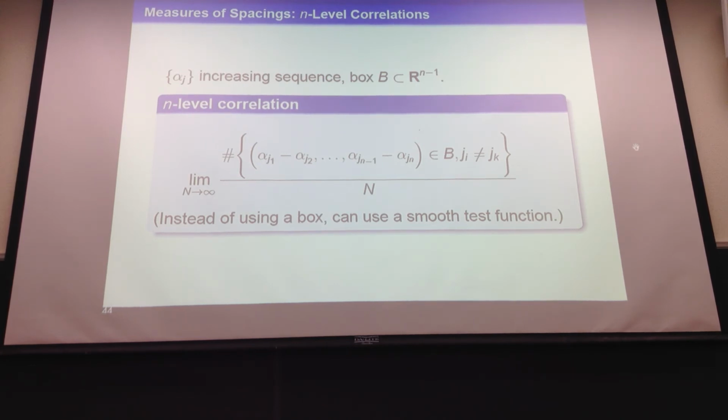And so what we can do is we can ask, how often is this difference in a box? And it turns out if you can understand this for all the different correlations, the 2-level, 3-level, 4-level, 5-level, you can then use combinatorics and get the spacings between adjacent events. Because right now I'm not assuming alpha j2 is the next event after alpha j1. It's just some event.